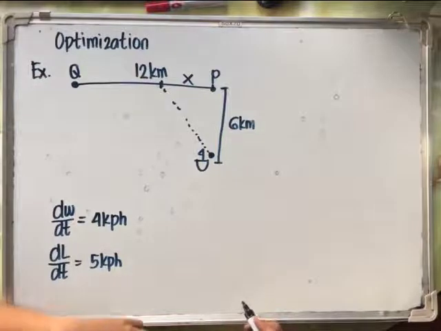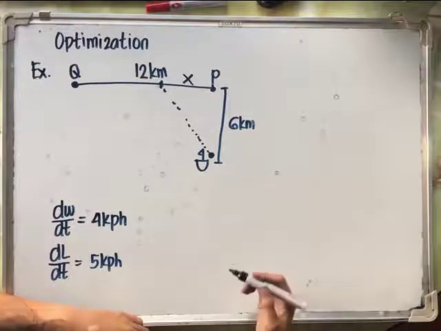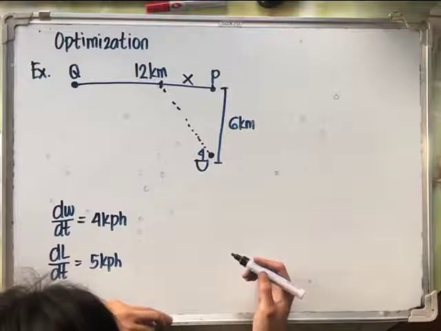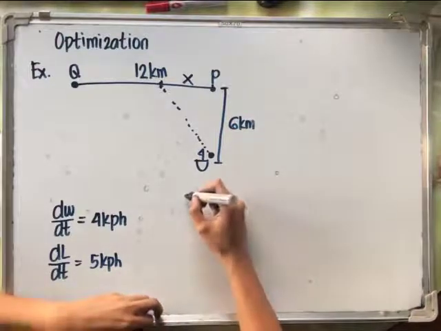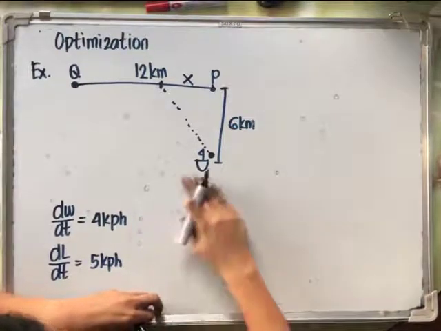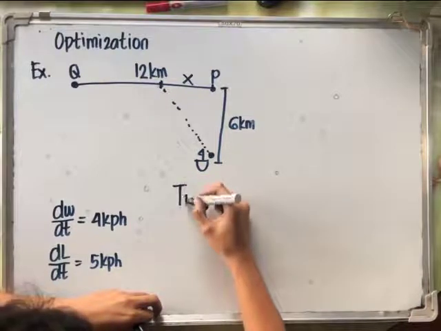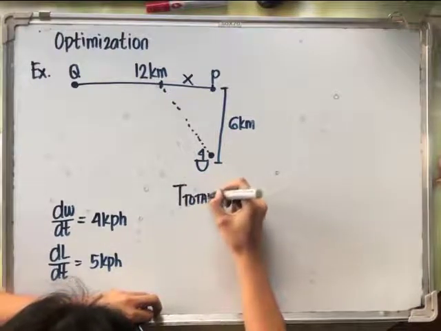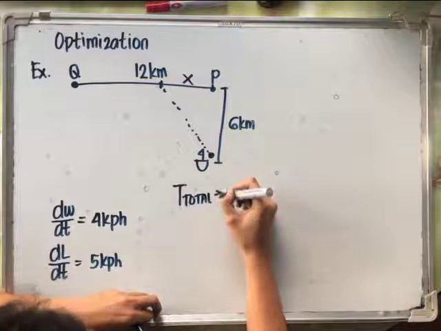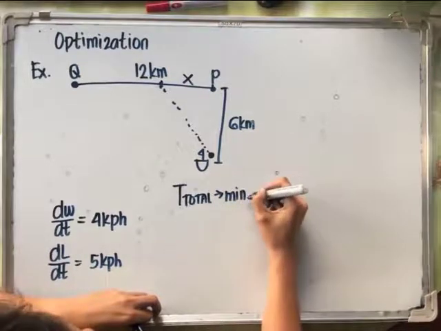I hope clear sa inyo yung tinatanong ng problem. Okay? Ano yung distance na yan? So that the time is minimum. Total time travel is minimum. So I'll just put it here as T total. This one should be put into minimum.